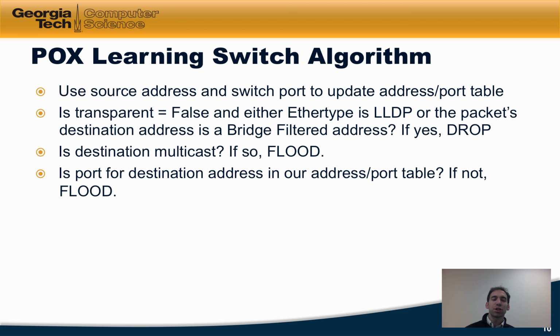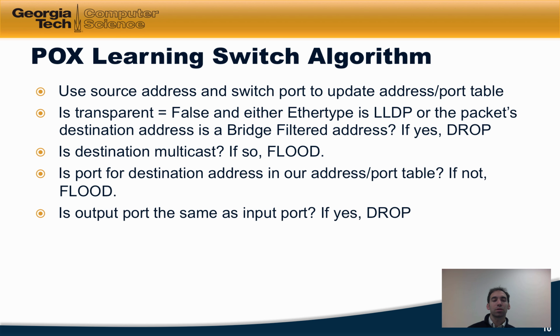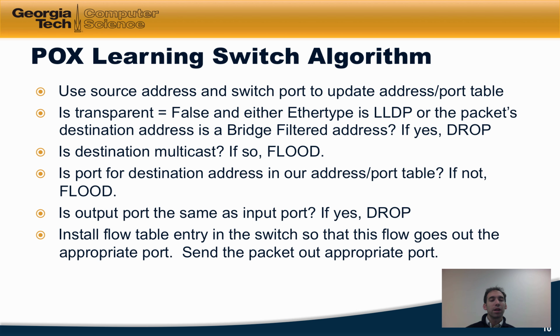If the destination address for the packet is not already contained in the hash table that's being maintained at the controller for mapping addresses to ports, then the controller instructs the switch to behave like a hub by flooding the traffic out all output ports. If the output port is the same as the input port, the controller instructs the switch to drop the packet to avoid loops. Otherwise, the controller sends a flow table modification entry to the switch.